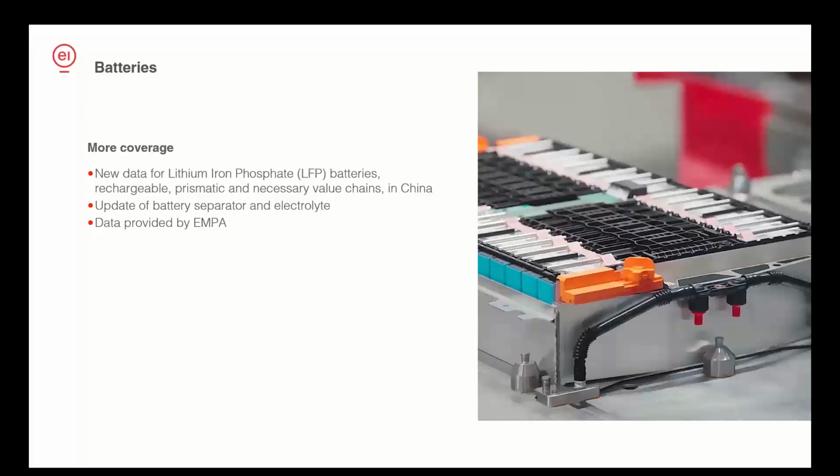In version 3.9, we have added new lithium iron phosphate LFP batteries to the ecoinvent database. This is data created by EMPA, the Swiss Federal Laboratories for Material Science and Technology. The database now includes all the battery components, the cathode, the cell, the battery specifically needed for this type of battery, and of course the different chemicals that are needed for the battery. Complementary to that, the datasets for battery separator and electrolyte have been updated.